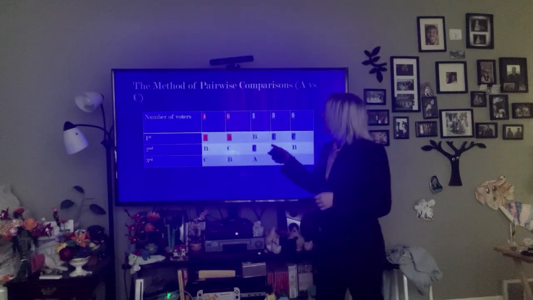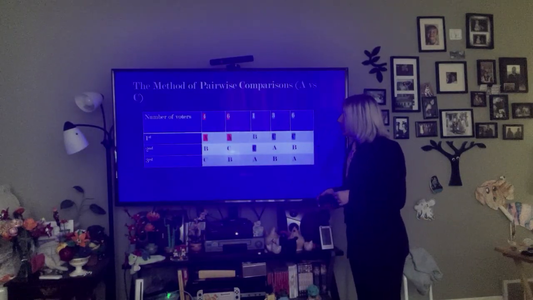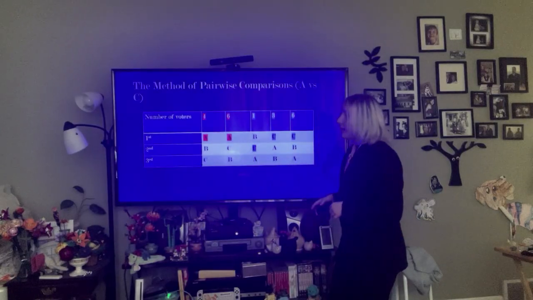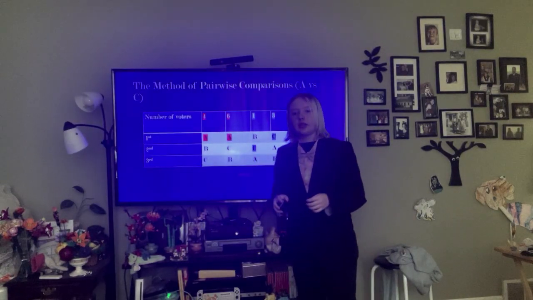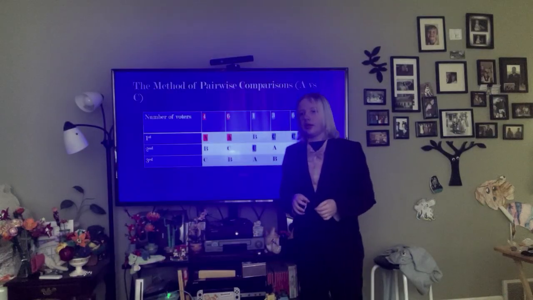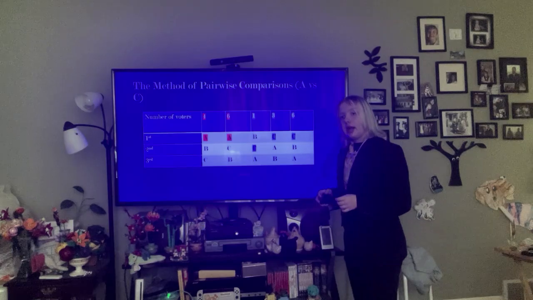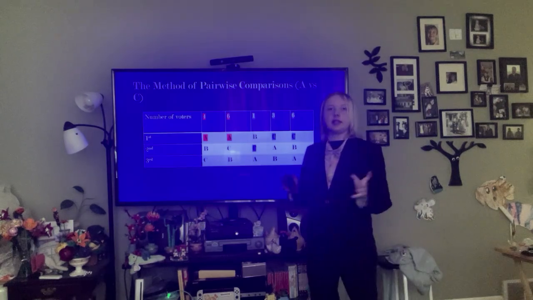Next is A versus C. In A versus C, A has 10 votes and C has 10 votes. So they both get half a point. So A is up to 1.5 and C is up to half a point. And B still has 0.